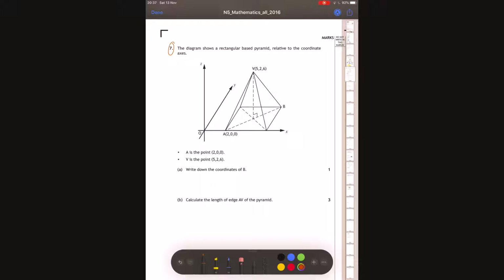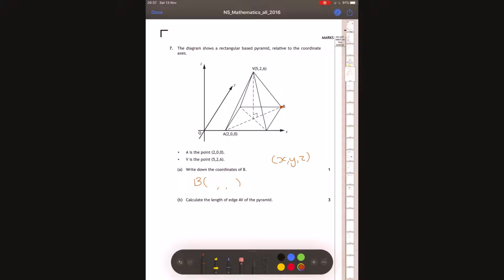Question 7, Part A. Love these ones. A nice coordinates question. So we're asked to write down the coordinates of B. So B is our point here, and we're going to do it in x, y, z. This is going to be the form of our answer. Let's just start with x, the most unpleasant one.